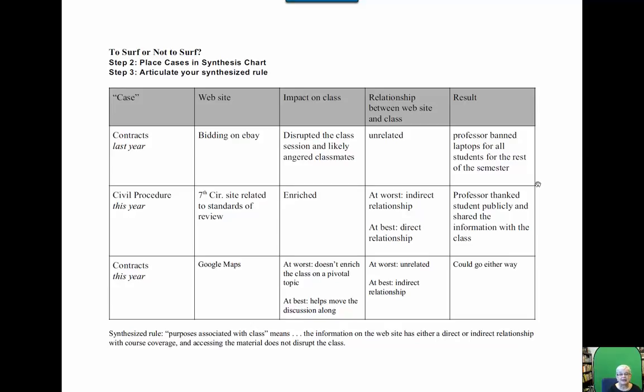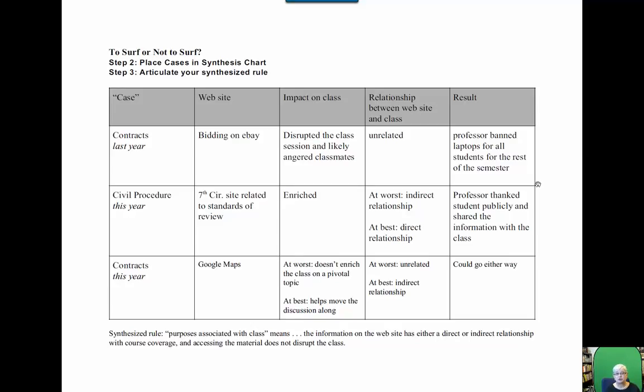The Seventh Circuit site, rather, was related to standards of review. It seemed to enrich the class discussion, according to the professor. At worst, as far as the relationship, it was an indirect relationship, but there was still a relationship. At best, there was a direct relationship. So the level of relationship depends on whether or not this particular professor covers standards of review.